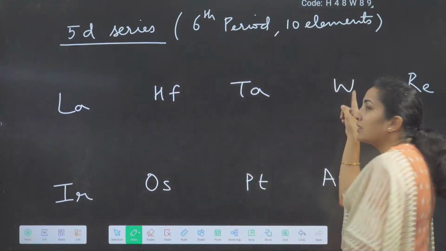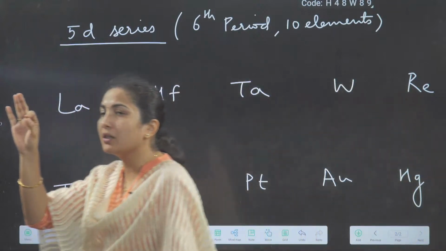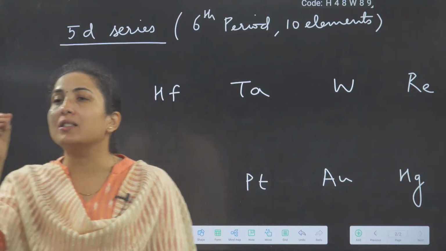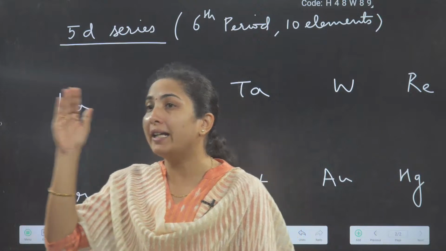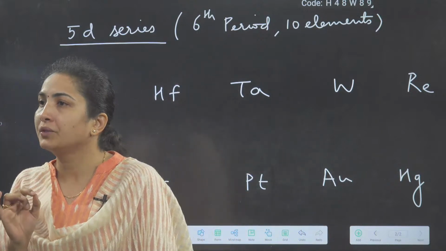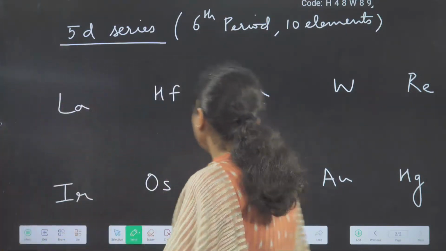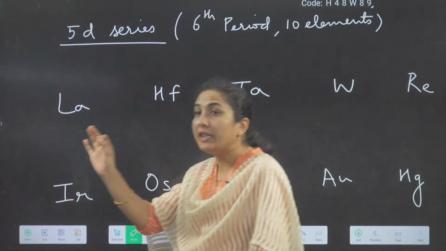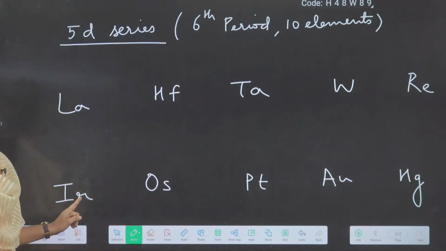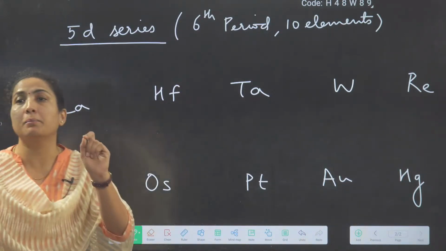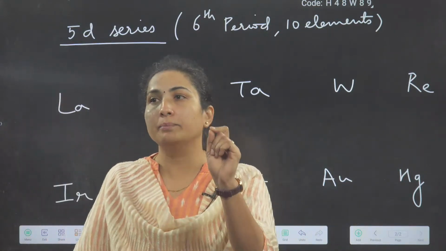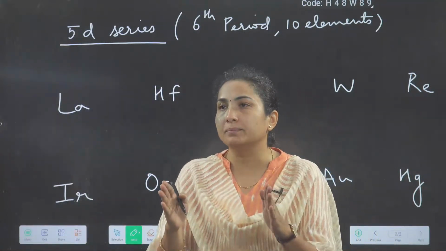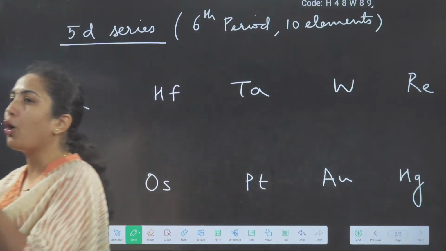W is for tungsten. I am saying the name tungsten, but why the symbol W? Because for tungsten, the symbol has been derived from its Latin name, which is wolfram. Then Re is for rhenium. Then IR is for iridium. Then you are having OS. OS is for osmium.